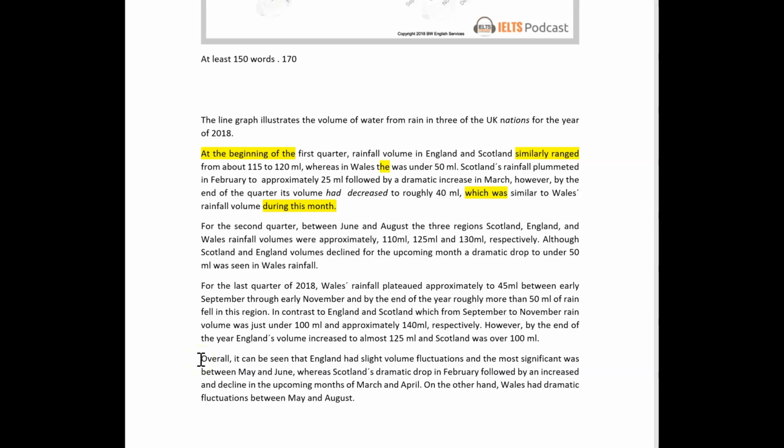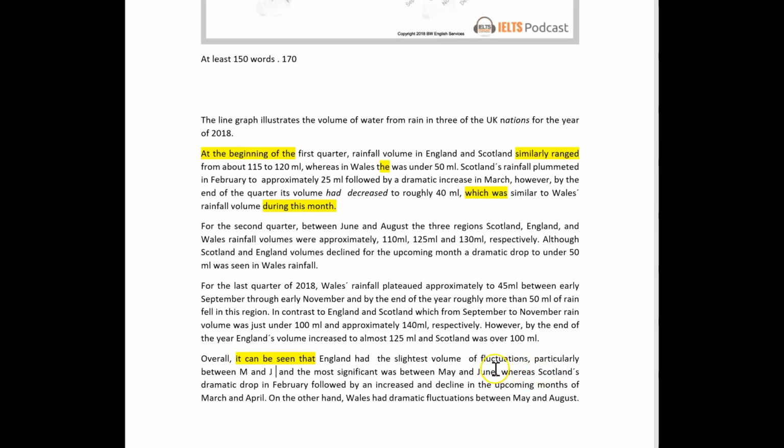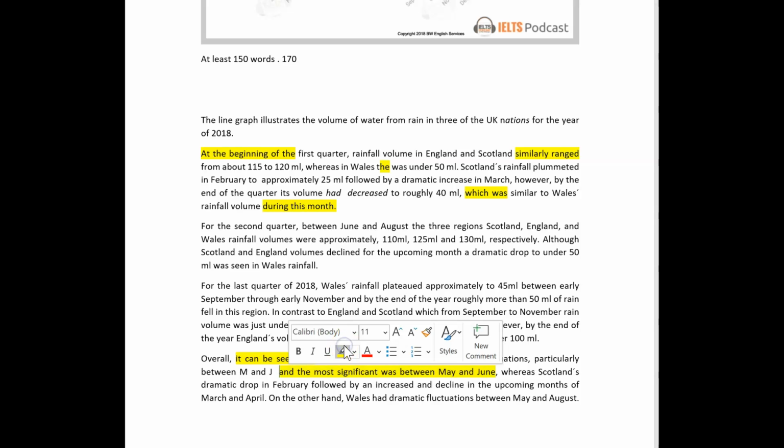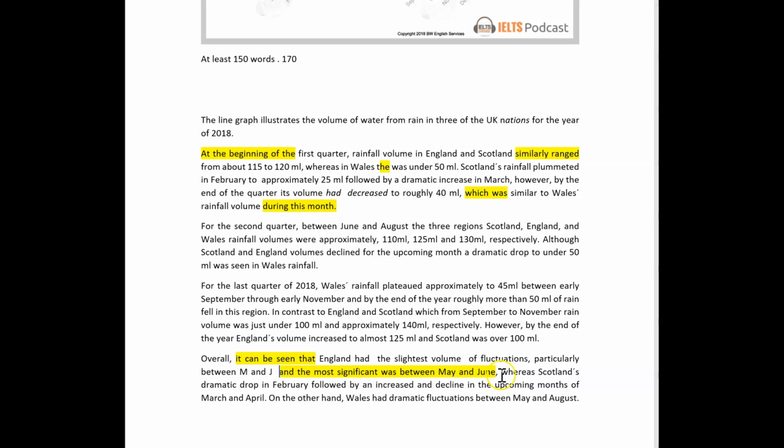Let's get into the overall. We see that England had slight volume fluctuations, and the most significant was between Scotland's dramatic drop. You see, that is too long for an overall sentence. Your overall sentence should be just like 2 lines. Overall, take out that. I don't want any kind of blah, blah, blah. England had the slightest, let's make that into a superlative. We want a superlative volume of fluctuations. And here, you could have particularly between May and June, but you don't need it. You can take it out altogether. So I'm going to cut that. It's not wrong, but it's too long. Whereas Scotland's dramatic drop, this is all too much blah, blah, blah. Okay? Your overall sentence needs to be really, really tight.